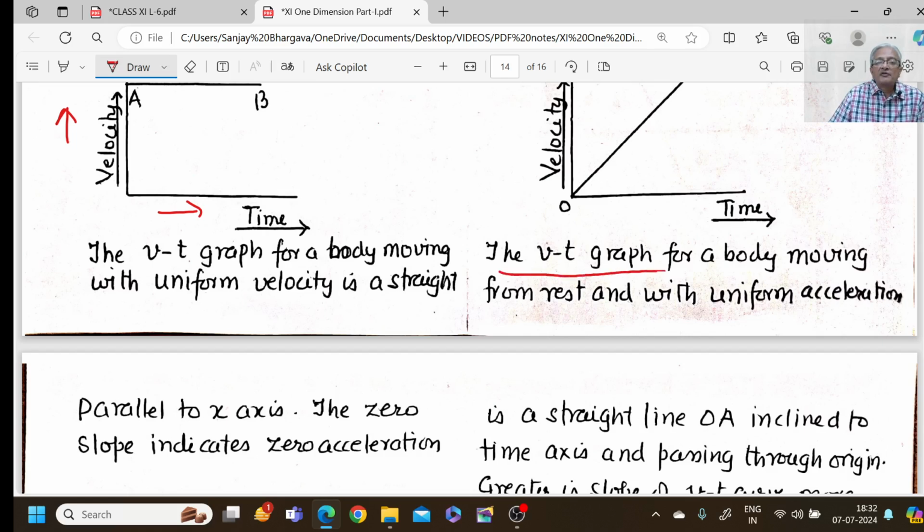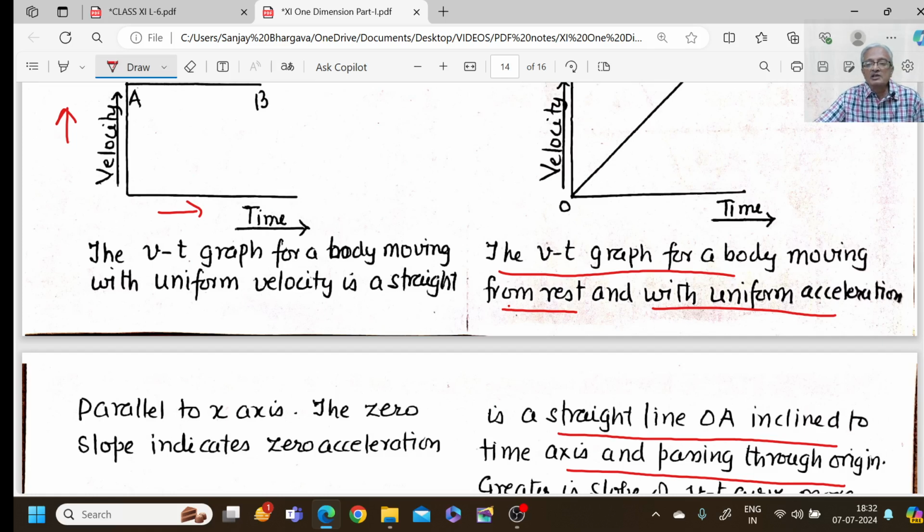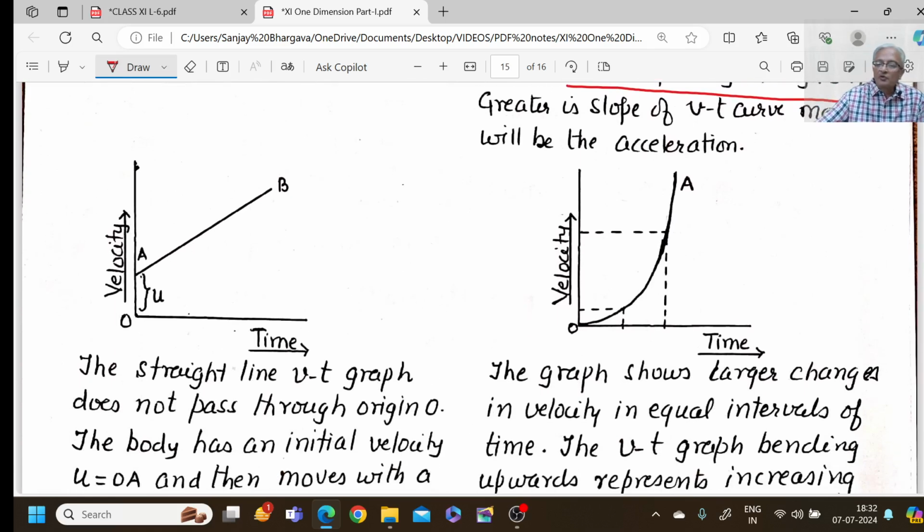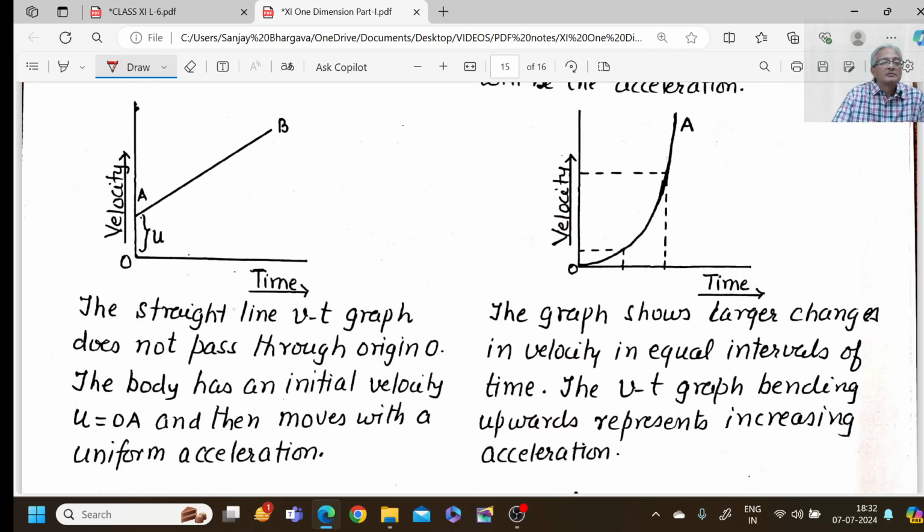Here we have a VT graph for a body starting from rest with uniform acceleration, and that comes out to be a straight line OA inclined to the time axis passing through the origin. More is the slope of the VT curve, more would be the acceleration. Now we have two graphs once again here. When I say this one, it says at the time t equal to 0, body has some initial velocity u. The straight line VT graph does not pass through the origin O here. The body has an initial velocity u equal to OA and then it moves with uniform constant acceleration because the slope remains the same.